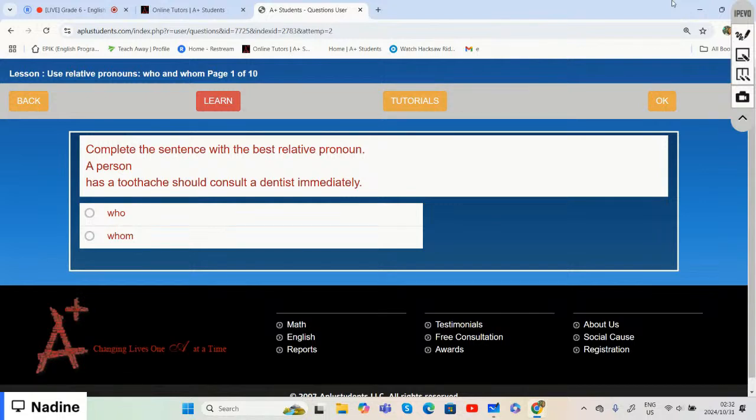So the person who has a toothache should consult a dentist immediately.